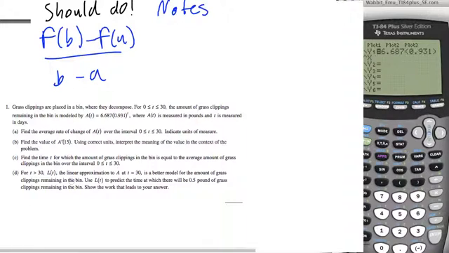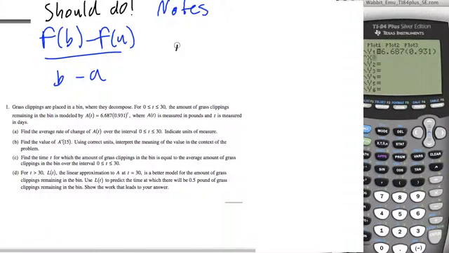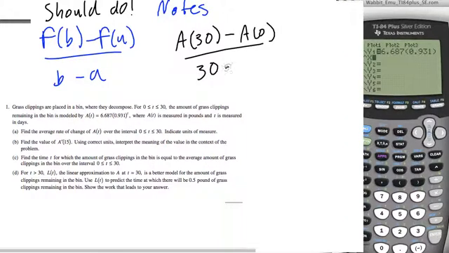Or in this case, what we want to do is say that the average rate of change from 0 to 30 is going to be A of 30 minus A of 0 over 30 minus 0. Believe it or not, it feels like we're writing the formula, but this is really the work. The crunching of the numbers, that's where we're going to lean on the calculator.